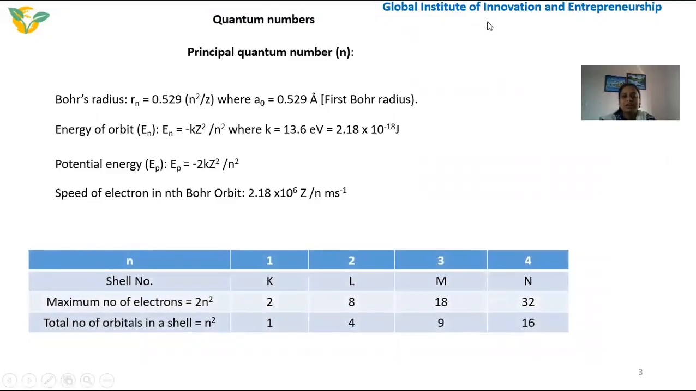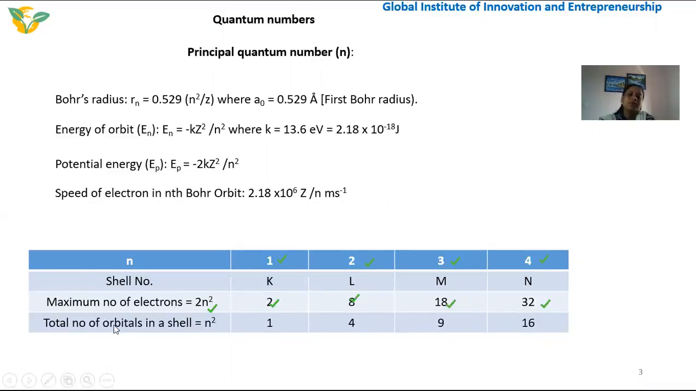We can also calculate the maximum number of electrons by the 2n square formula. So when n equal to 1, the K shell has 2 electrons. For n equal to 2, L has 8 electrons. For n equal to 3, M has 18 electrons. And for n equal to 4, N has 32 electrons.